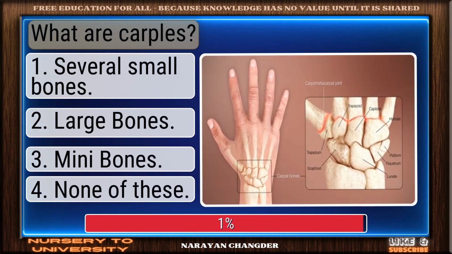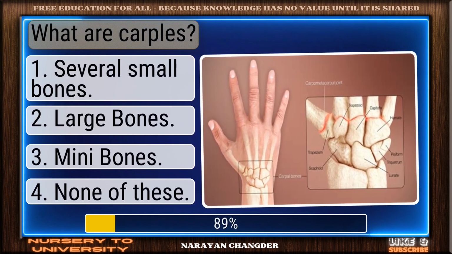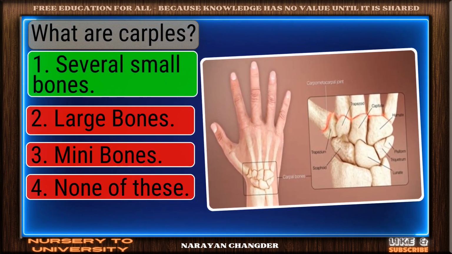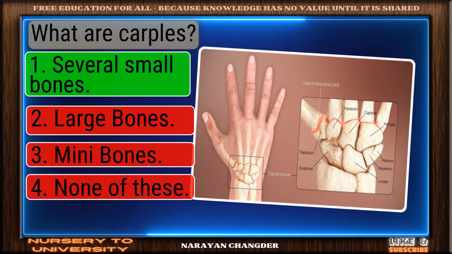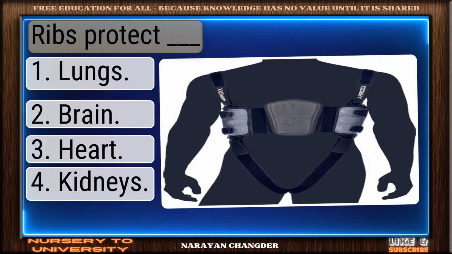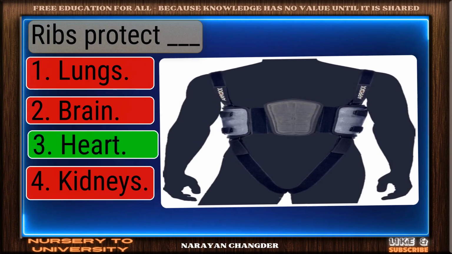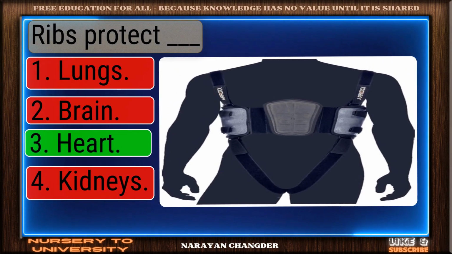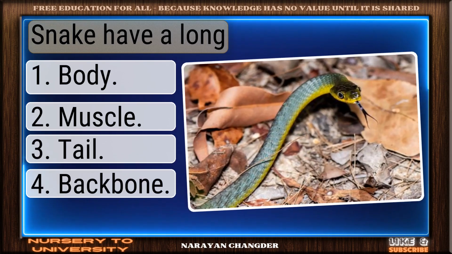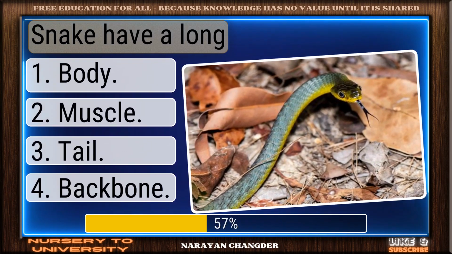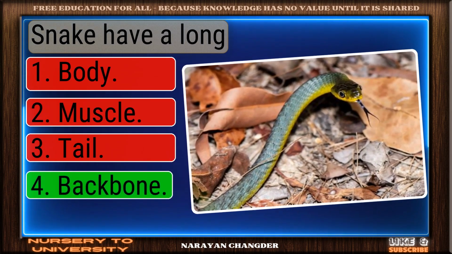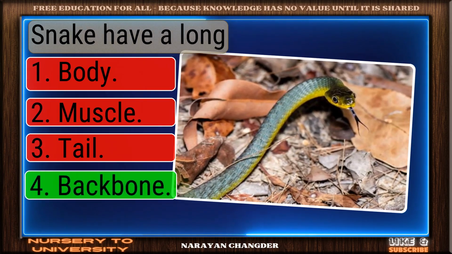What are carpals? Exactly. Several small bones make sense, and it is the right choice. Ribs protect dash. Perfect. Heart is the correct choice. Snake has a long. Smart pick. Backbone is the correct choice.